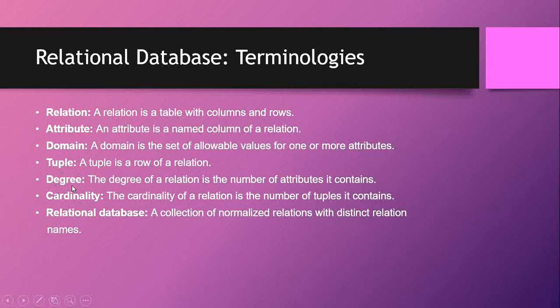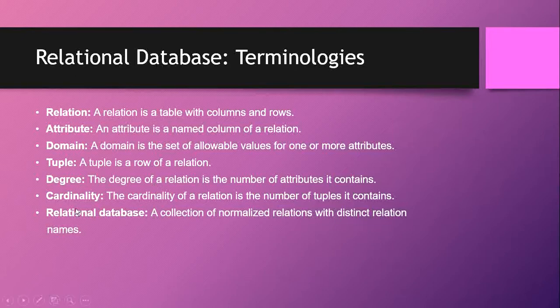Next terminology we have is degree. The degree of a relation is the number of attributes it contains. So the number of columns actually defines the degree of a relation or table. If we have only one attribute, we call it a unary relation. A relation with two attributes is called a binary relation, and a relation with three attributes is called a ternary relation. After that we use the term n-ary for different numbers.